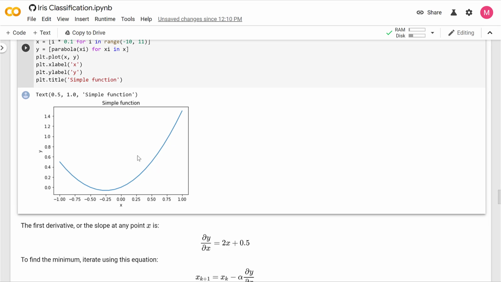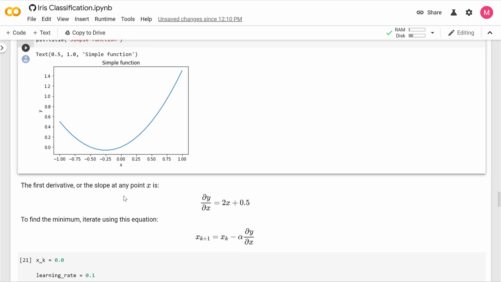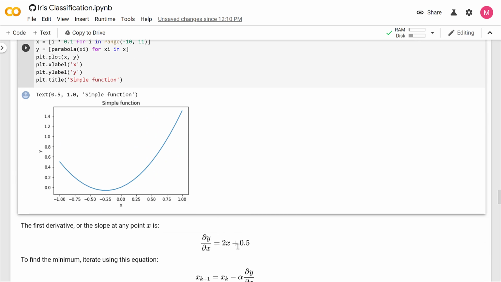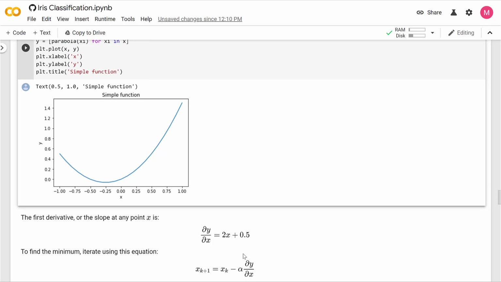So let's look at how we would use gradient descent to solve this problem. And we can see the minimum is somewhere around minus 0.25. So the first thing we need to do is define the derivative, or the partial derivative, of that function. And if you've had calculus, you would know that the derivative of x squared plus x over 2 is 2x plus 0.5. If you're not familiar with calculus and how to calculate derivatives, it's not super important right here. It's just important to know that this is how we calculate the derivative for that equation that we saw above.